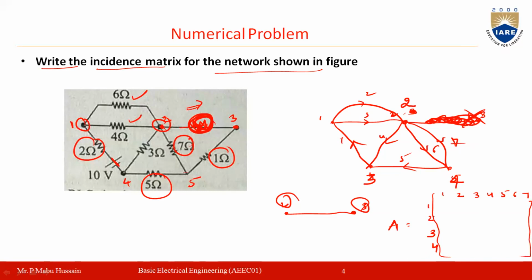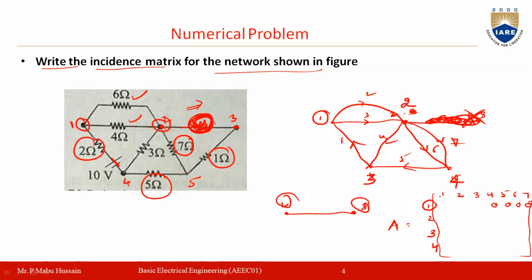Okay, so now in this incidence matrix, you have to write the elements at each node. So first node, if you take node 1, what are the elements connected? 1, 2, 3 are connected. Remaining elements are not connected. Not connected elements are represented with zeros. So that means 4 will be 0, 5 will be 0, 6 will be 0, 7 will be 0.